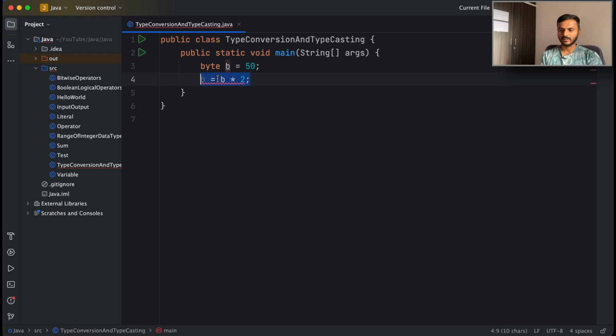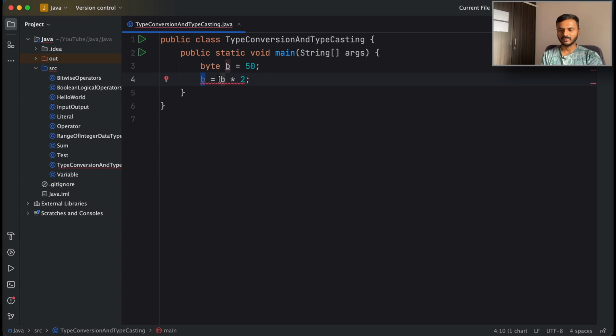So what's happening over here is we have b multiplied by 2 and b is 50. So 50 multiplied by 2 is 100. Now we are storing 100 back in b. But recall the type promotion rules that we just discussed. If we have an expression where there's a byte, that byte will get promoted to int, right? So b, which was byte originally, got promoted to int. Now the multiplication of b and 2 will give us int. But what we are doing is we are storing it in b, which is a byte variable. And that is why we're getting this error.